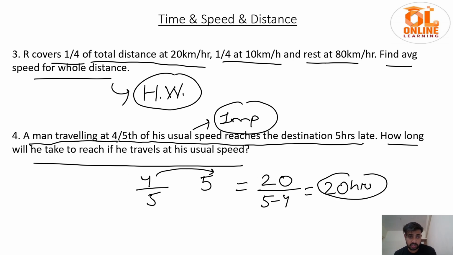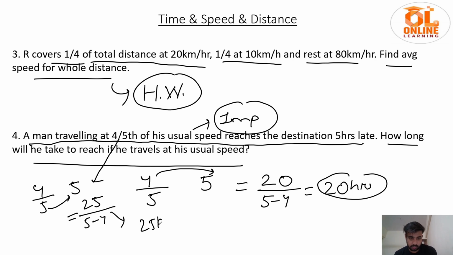Now, suppose they ask how much time will it take if he travels at the speed he is traveling now, and he is late, then what you have to do? 4 by 5, 5. You have to multiply with denominator 25 and then subtract 5 minus 4. Okay, it will be 25 hours.